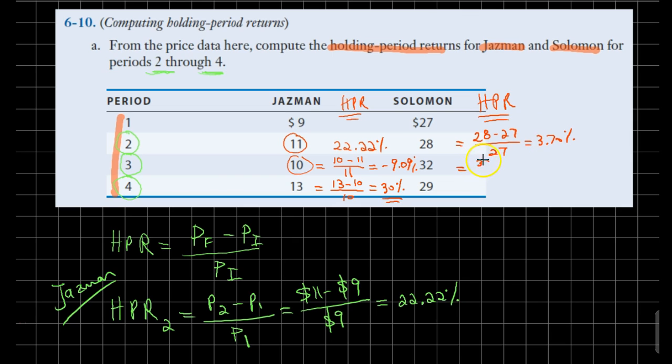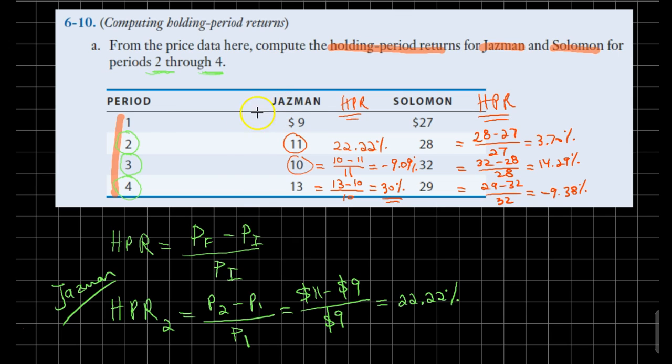Here it would be 32 minus 28, everything divided by 28, the initial price, the previous price, sorry. 4 over 28, which is 14.29%. And finally, 29 minus 32. Obviously, the value of our investment declined, so that's why the negative return that follows, 9.38%. So now when we sit back and look at those figures, they make sense, right?